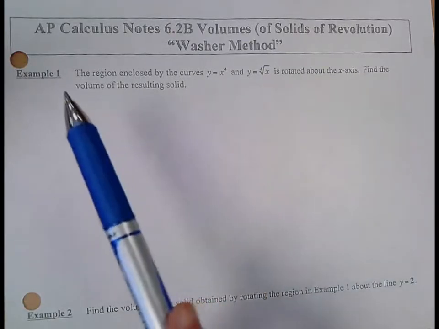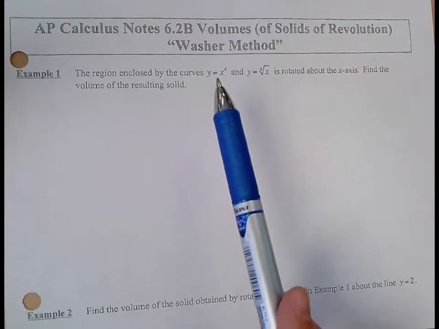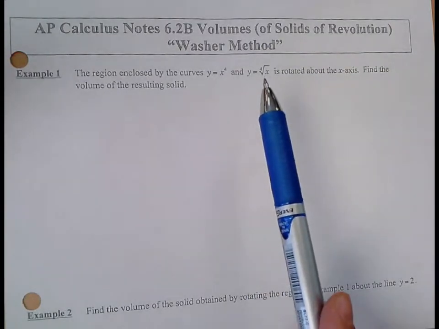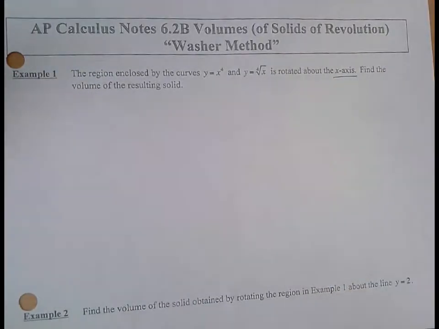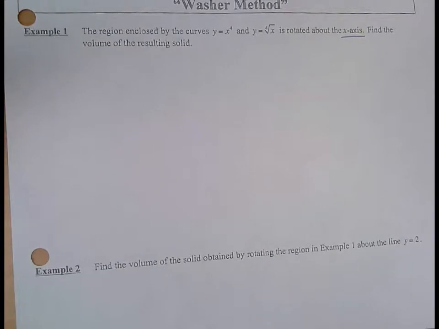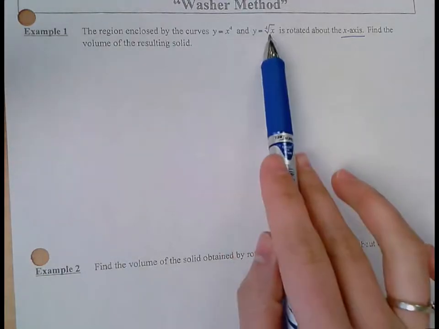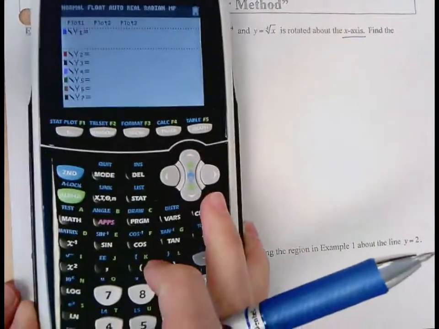So example 1, we have the region that's enclosed by two curves, y equals x to the fourth, and y equals the fourth root of x. And it's rotated about the x-axis. Find the volume of the resulting solid. You might already know what x to the fourth and the fourth root of x look like. If you don't, you can graph it.